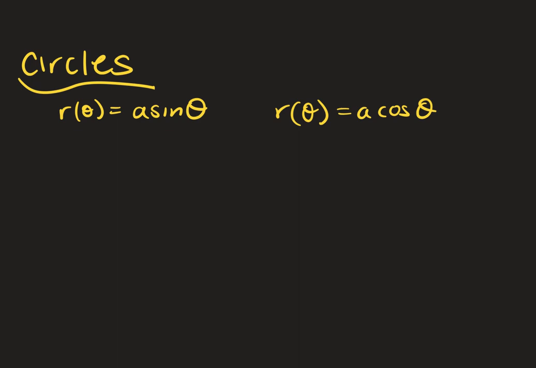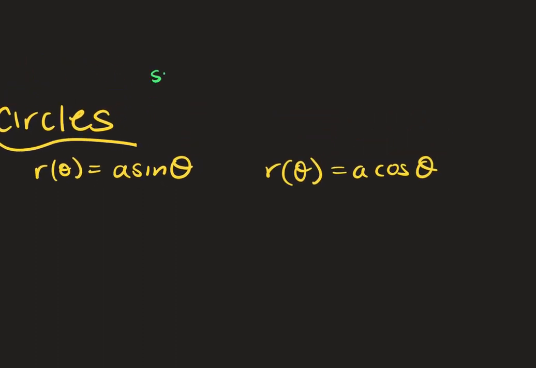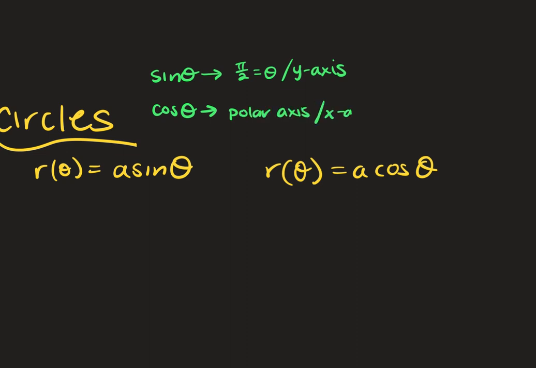Based on your symmetry rules, you should be able to remember which one's which. If there's sine in my equation, then there's symmetry to the pi over 2 line, which is like your y-axis. Think sine is y, y-axis is pi over 2, okay? If there's a cosine in my equation, then there's symmetry to the polar axis, which is the old x-axis. Same thing.